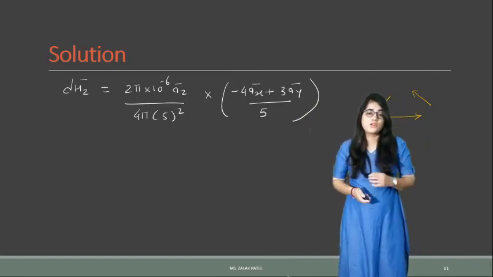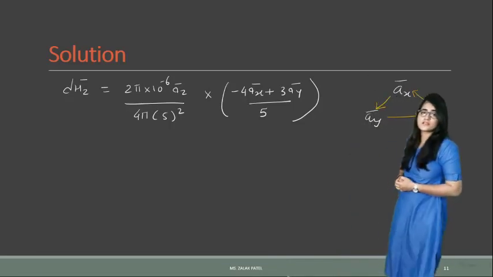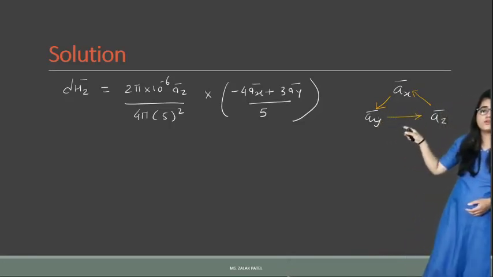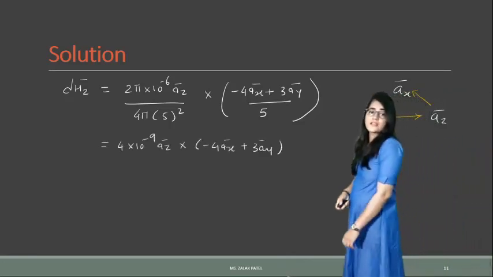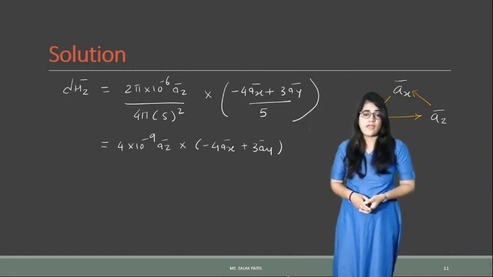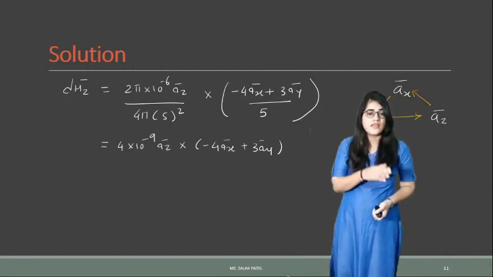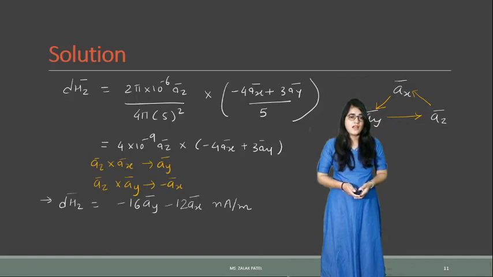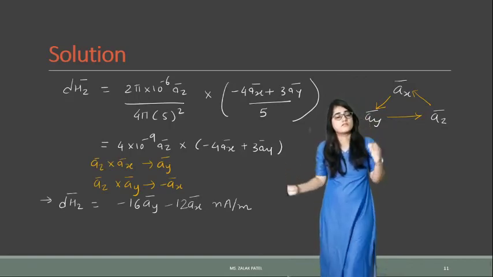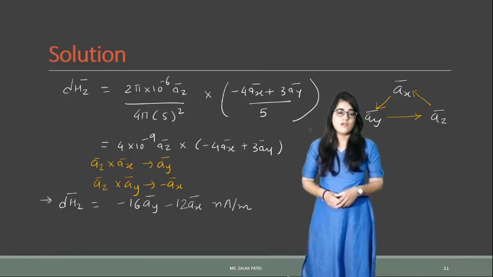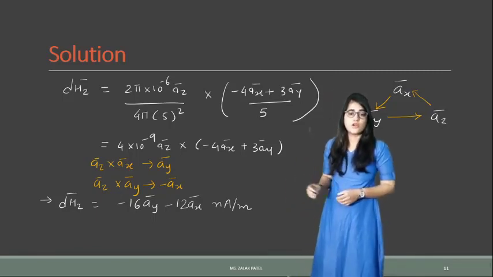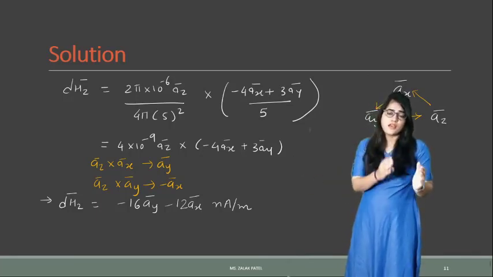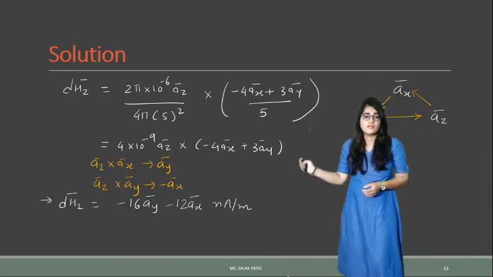So here you have to do the cross product of two terms, that is az cross ax and az cross ay. If you see this diagram, az cross ax gives you ay, and the next is az cross ay. Z cross y is minus x. So it will become minus 4ay minus 3ax, like this. If you multiply this, it will give you the answer minus 16ay minus 12ax. Please note these two cross product values, that is z cross x is y and z cross y is minus x, because a cross b is equal to minus b cross a. That's why your negative sign is there.